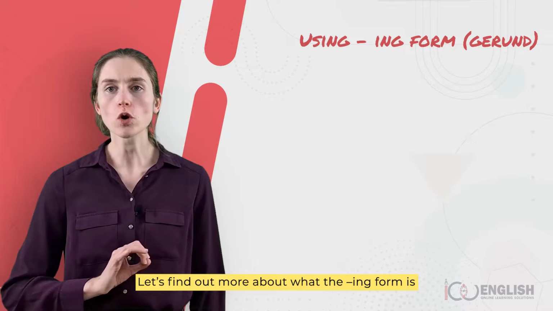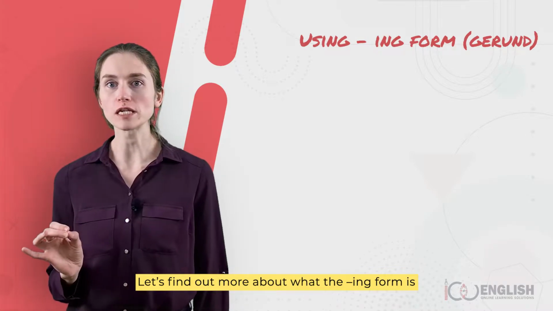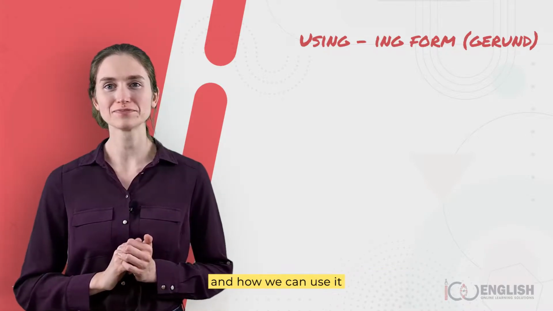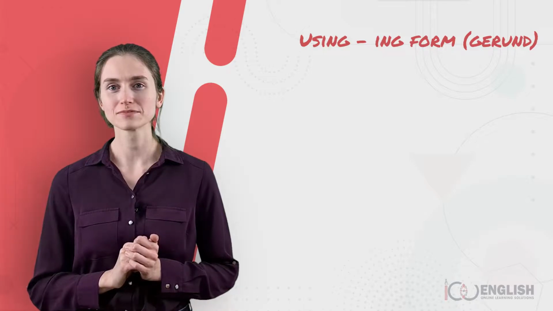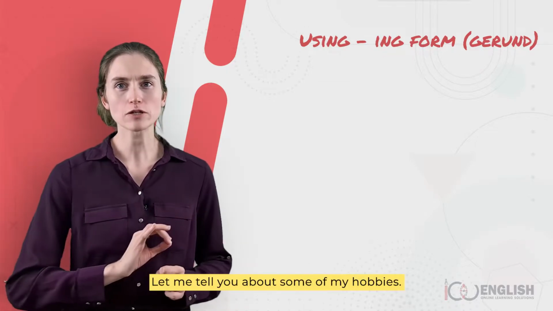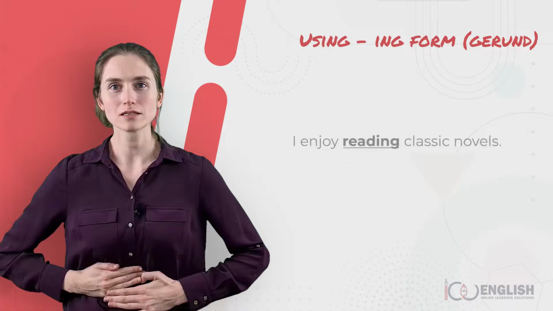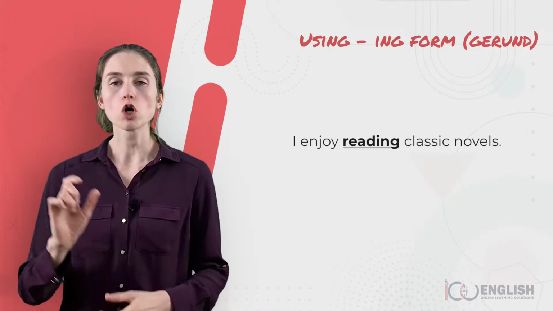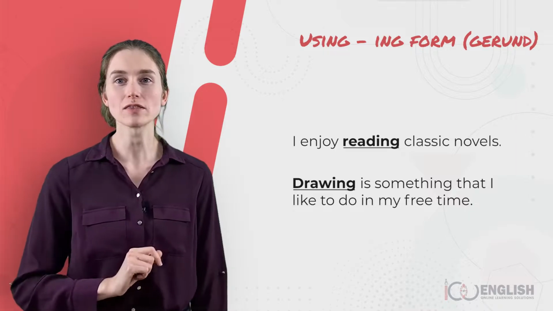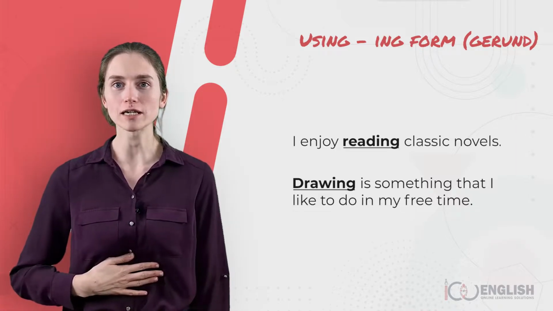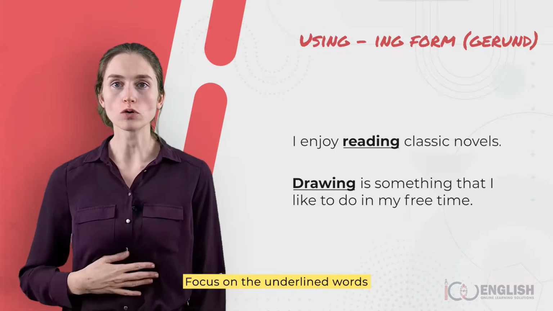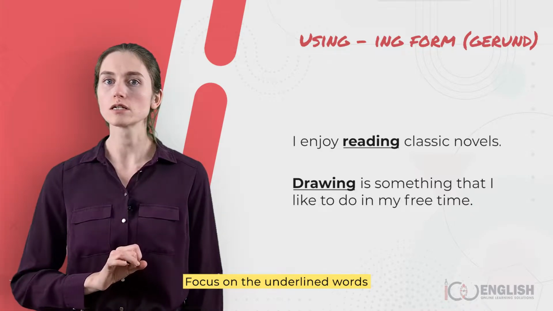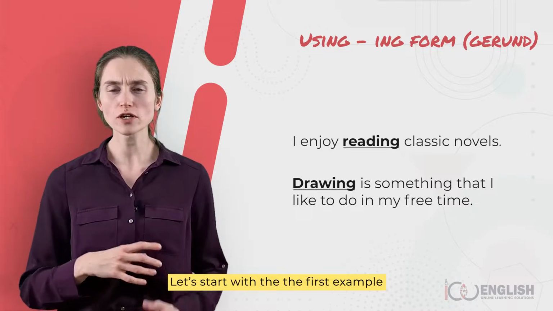Let's find out more about what the ing form is and how we can use it. Let me tell you about some of my hobbies. I enjoy reading classic novels. Drawing is something that I like to do in my free time. Focus on the underlined words. Let's start with the first example.